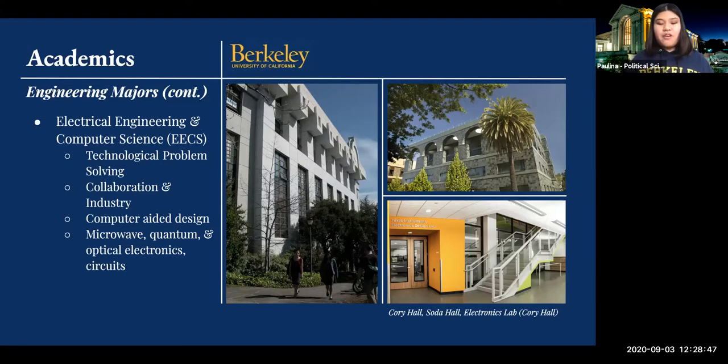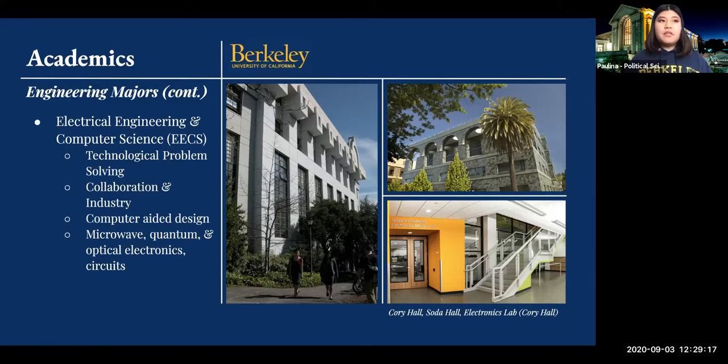I'll go over in a minute the difference between EECS and regular computer science. I will say it is a more technical focus. Obviously, it's in the College of Engineering, so you're having a lot of hands-on experience, a lot of hardware experience. Right here on the right side of the screen, you can see some of the halls that are most commonly used for both EECS and a little bit of computer science as well: Cory Hall, Soda Hall, and the Electronics Lab, which is in Cory Hall.